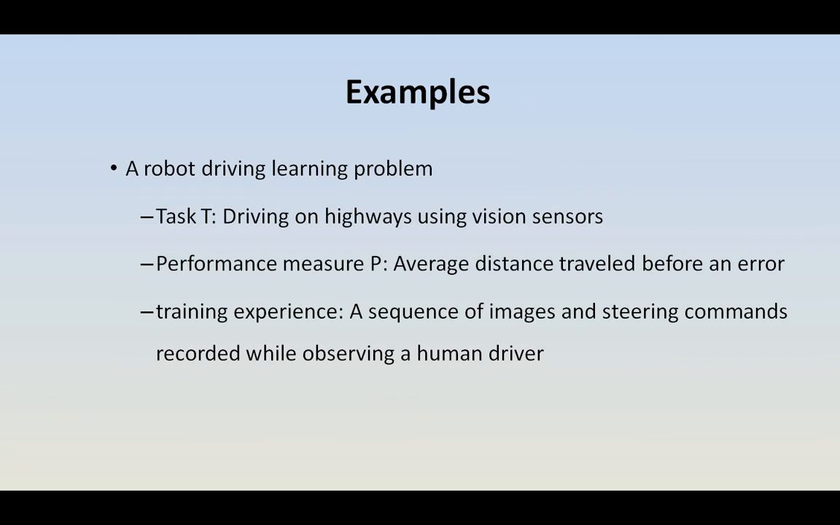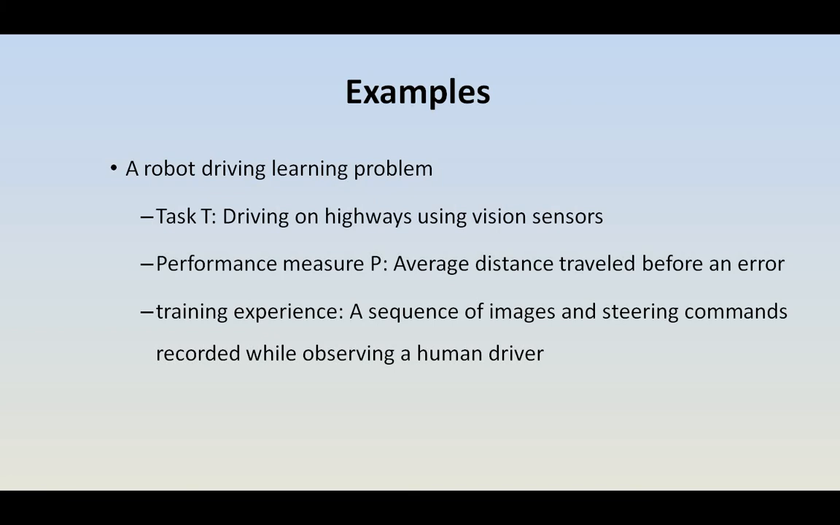Now we see the second example. The second example is called the robot driving problem. So what are the task, performance and training experience of this robot driving learning problem? What is the task of this actually? The task is driving on highway using vision sensors. It is going to drive on the highways using the vision sensors.